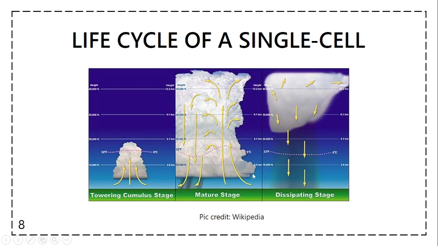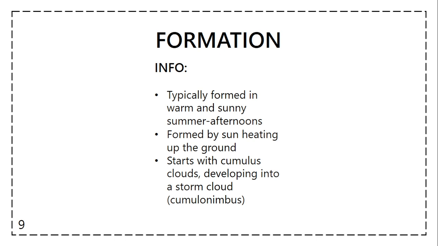But even in the dissipating stage, you still see that the downdraft is there, and when we get downdraft, it means rain. So again, life cycle of a cumulonimbus cloud, single cell. That's how easy I can explain it. The formation, again: formed in warm and sunny summer afternoons, typically by the sun heating up the ground, starting with a cumulus cloud, developing into a storm cloud, which is this word, cumulonimbus.